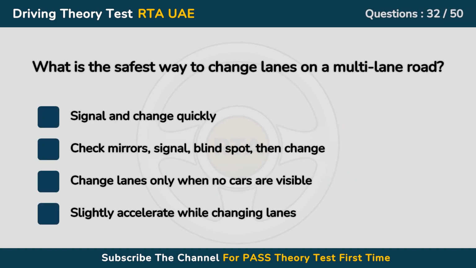Question 32. What is the safest way to change lanes on a multi-lane road? A. Signal and change quickly. B. Check mirrors, signal, blind spot, then change. C. Change lanes only when no cars are visible. D. Slightly accelerate while changing lanes.